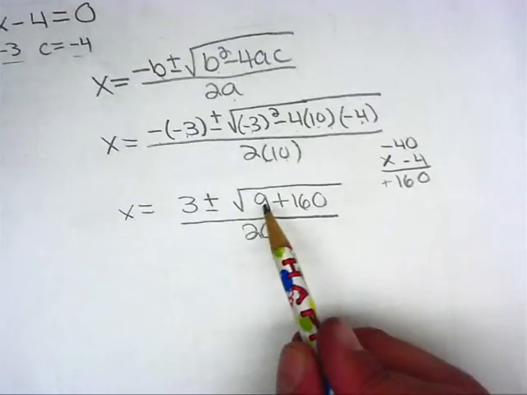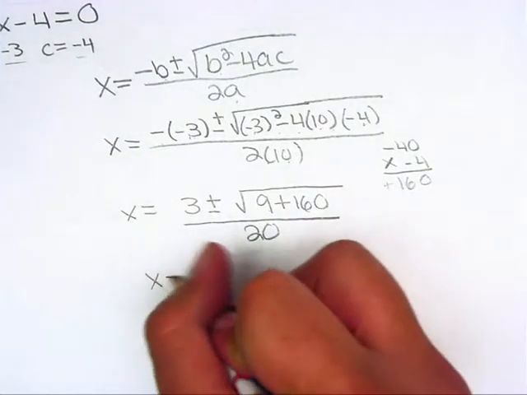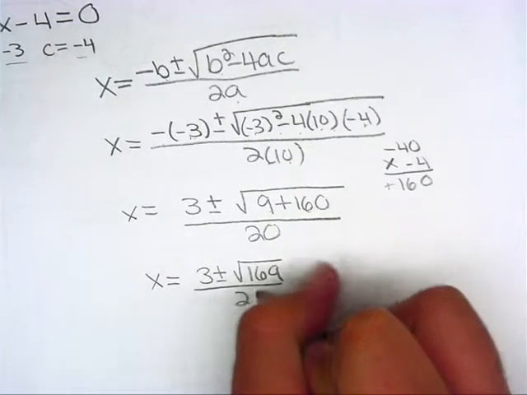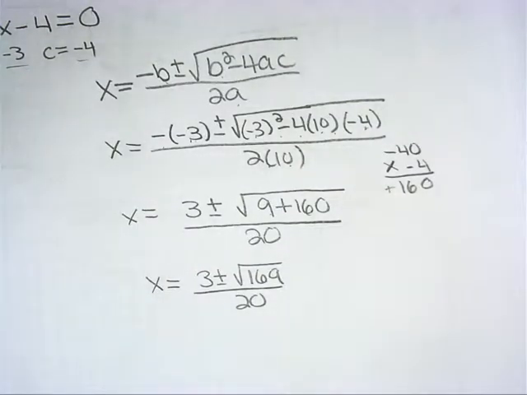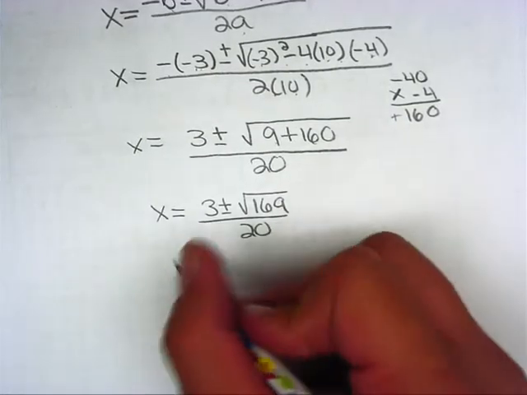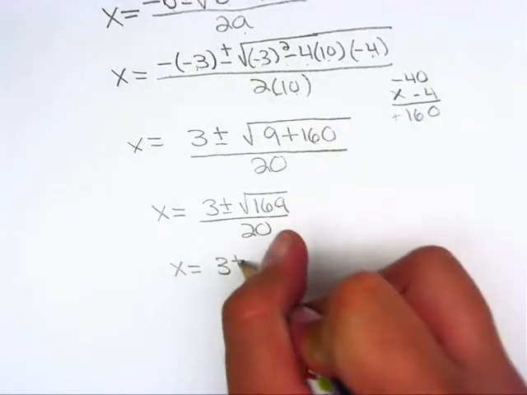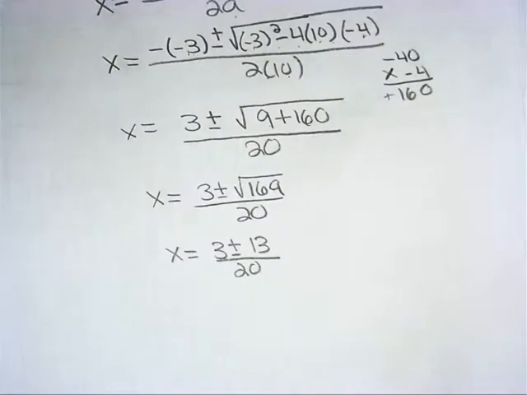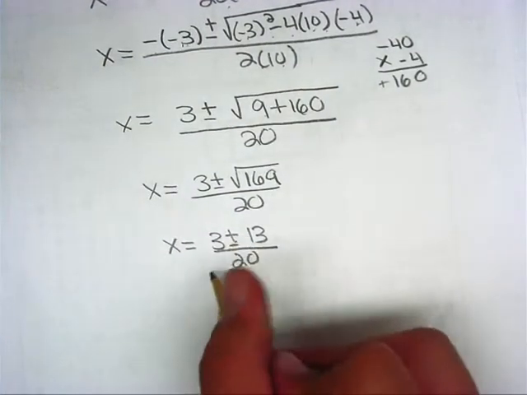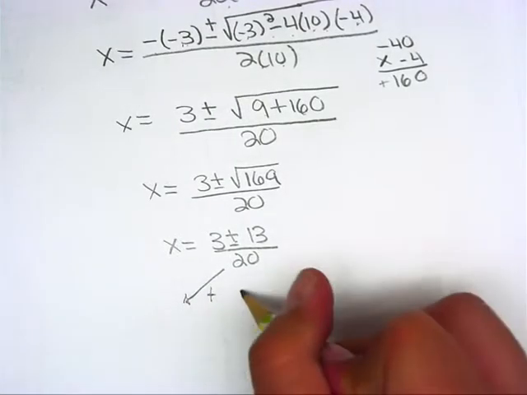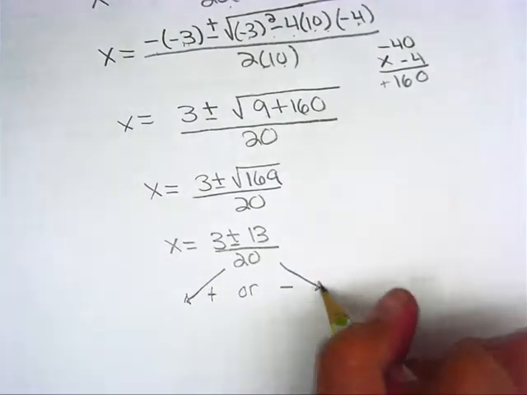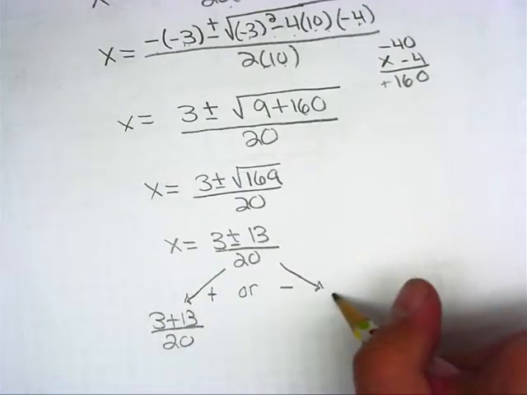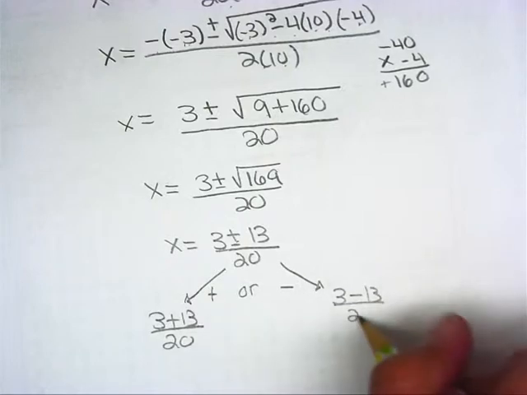My next step, simplify. 9 plus 160 is 169. The square root of 169 is 13. So now plus or minus means I'm going to split this up into two different equations. One, I'm going to add 3 plus 13 over 20, or I'm going to subtract 3 minus 13 over 20. Let's work these out.